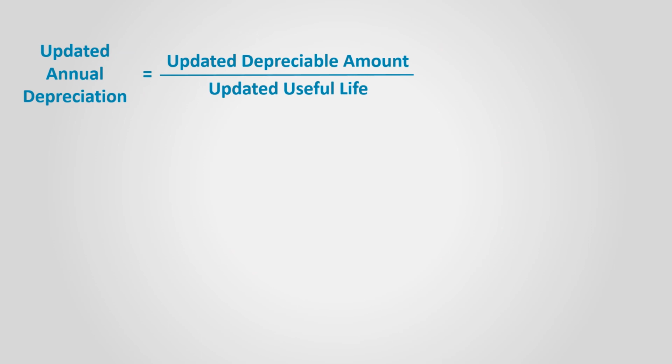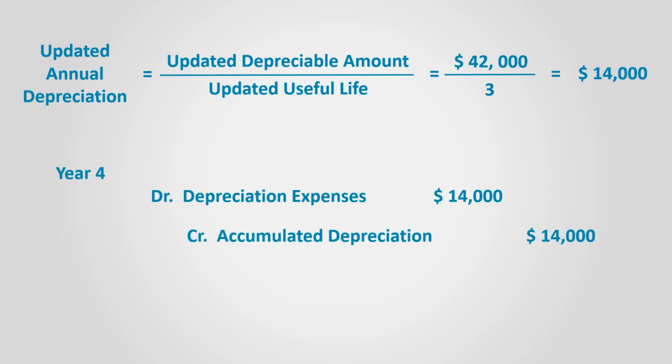Dividing the updated depreciable amount, which is $42,000, by the updated useful life of 3 years, the depreciation expense for each of the following 3 years starting from year 4 is equal to $14,000 and will be recorded by debiting depreciation expense of $14,000 and crediting the accumulated depreciation for the same amount.